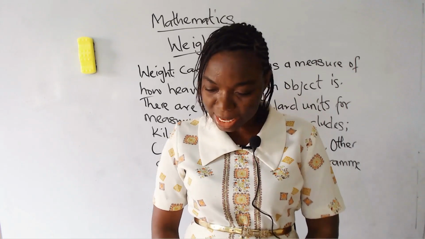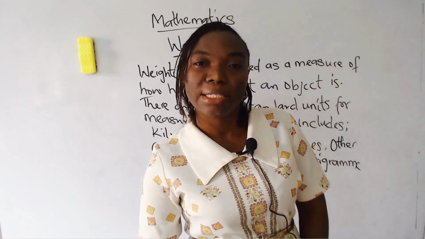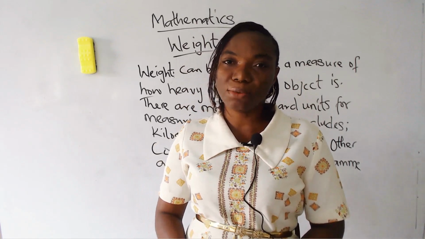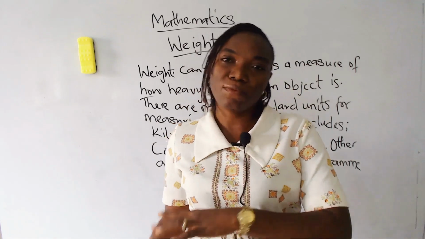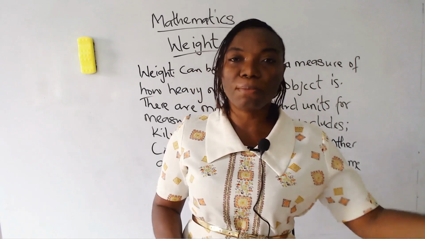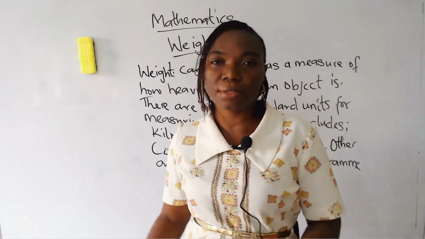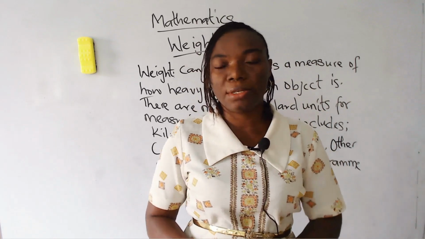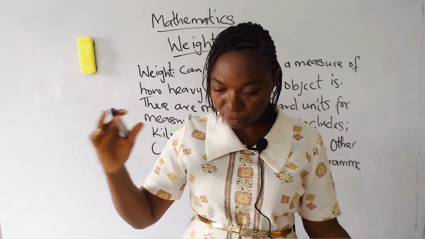Okay. Now, weight can be converted. Conversion means can be changed from one unit to another unit. That means we can move from kilograms to grams. We can also move from milligrams to grams. This is what we mean by conversion.